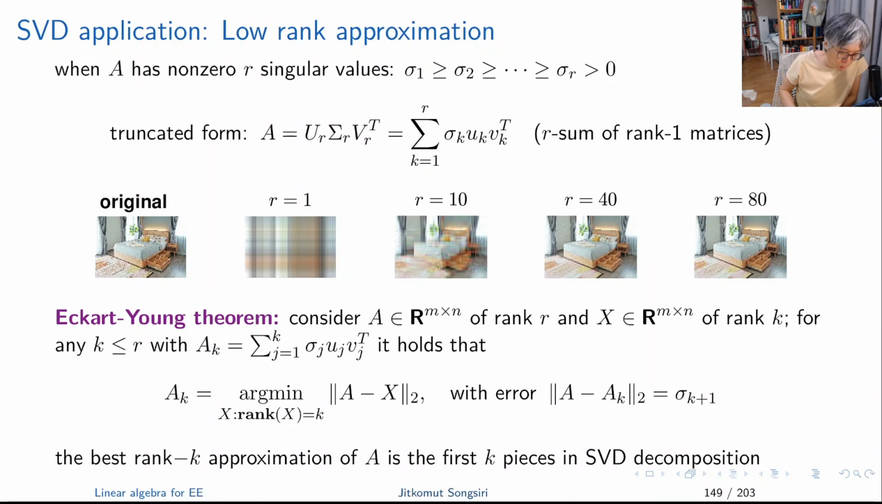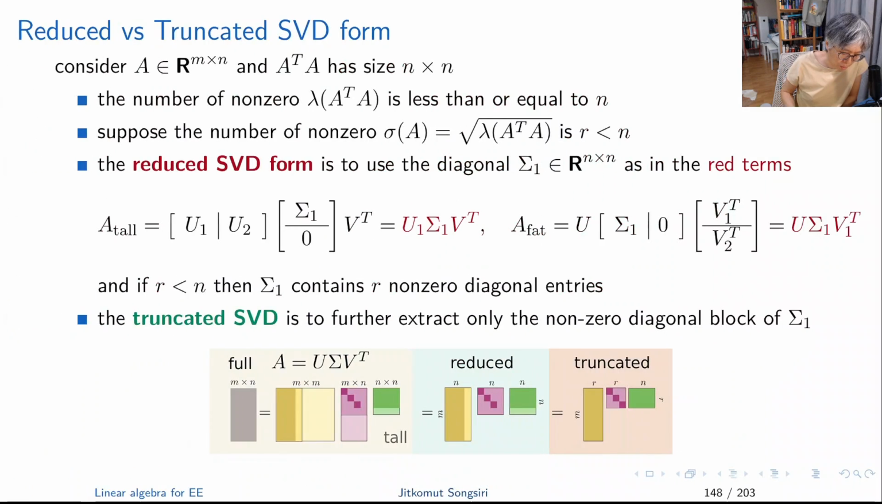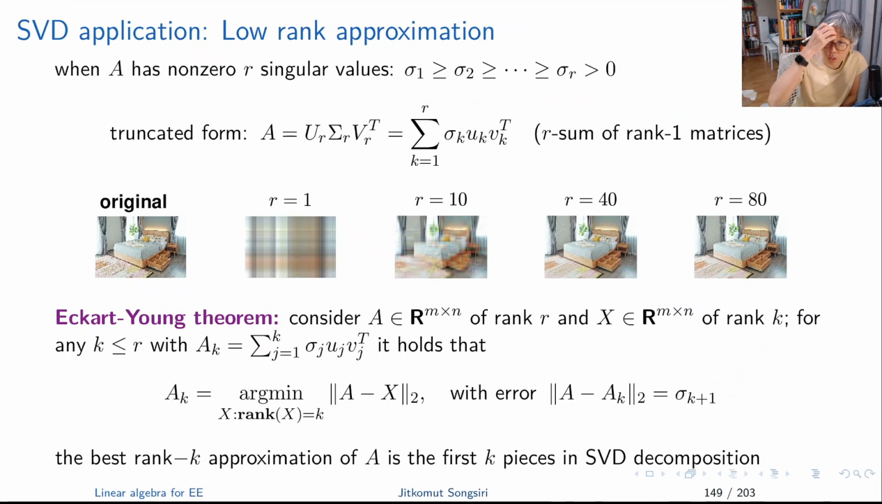In the previous video, we have learned about how to compute the SVD form. We talked about reduced and truncated SVD form. So in this video clip, let's talk about some applications of SVD in low-rank approximation and principal component analysis, or PCA. So the first application, suppose that A has non-zero R singular values.